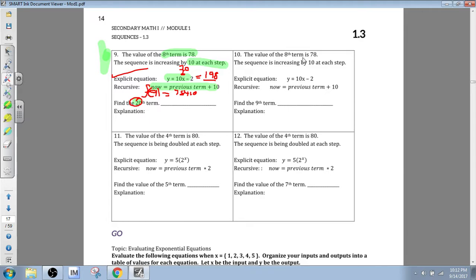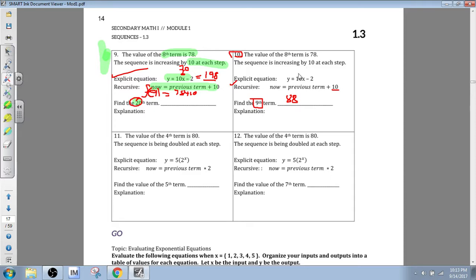Now, when we look at number 10 here, we know the eighth term is 78. The sequence is increasing by 10. It's the exact same thing. Here's our explicit equation, and here's the previous term. But now we're just asked to find the ninth term. Well, if we're going from the eighth term to the ninth term, let's just add 10. 88. That was fast. The recursive is easier here.